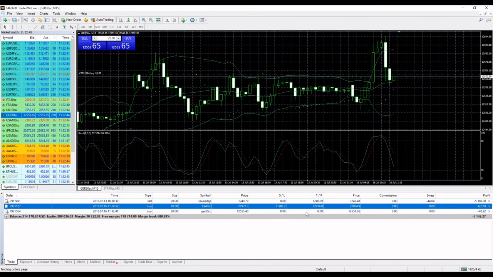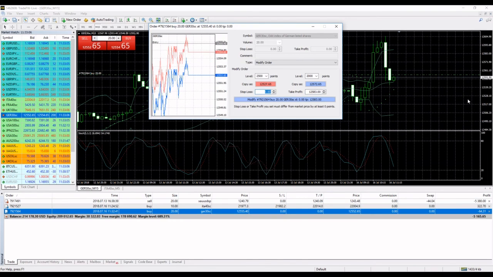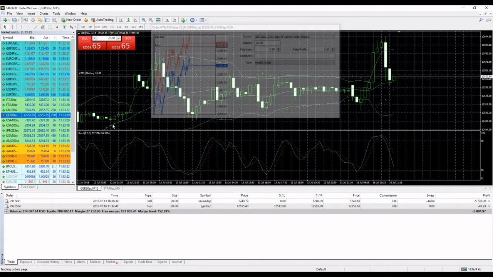And our take profit is at 12,583. There we go. And our stop loss will be at 12,517. Ching ching! Our Italy 40 just hit take profit.